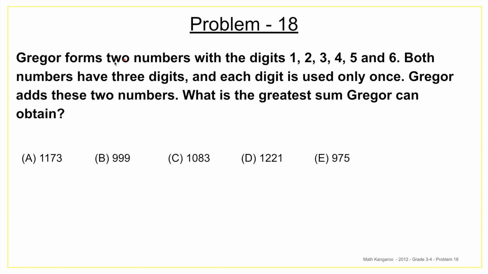Problem 18. Gregor forms 2 numbers with the digits 1, 2, 3, 4, 5 and 6. Both numbers have 3 digits and each digit is used only once. Gregor adds these 2 numbers. What is the greatest sum Gregor can obtain? So let's do it step by step.